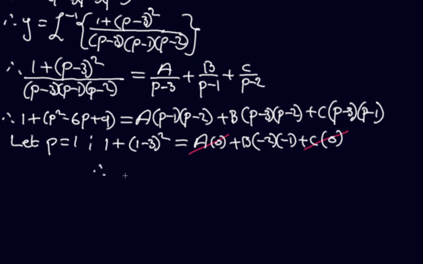Therefore means here, so it means 1 plus 4 is equal to 2b, which therefore implies that b is equal to 5 over 2.